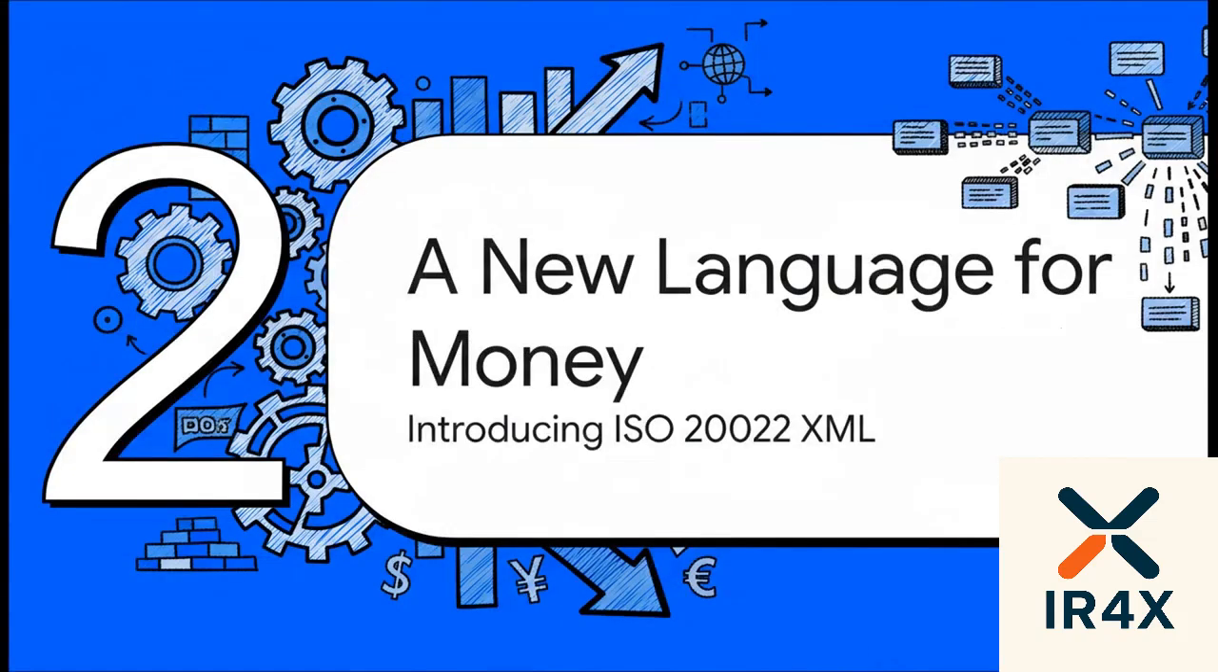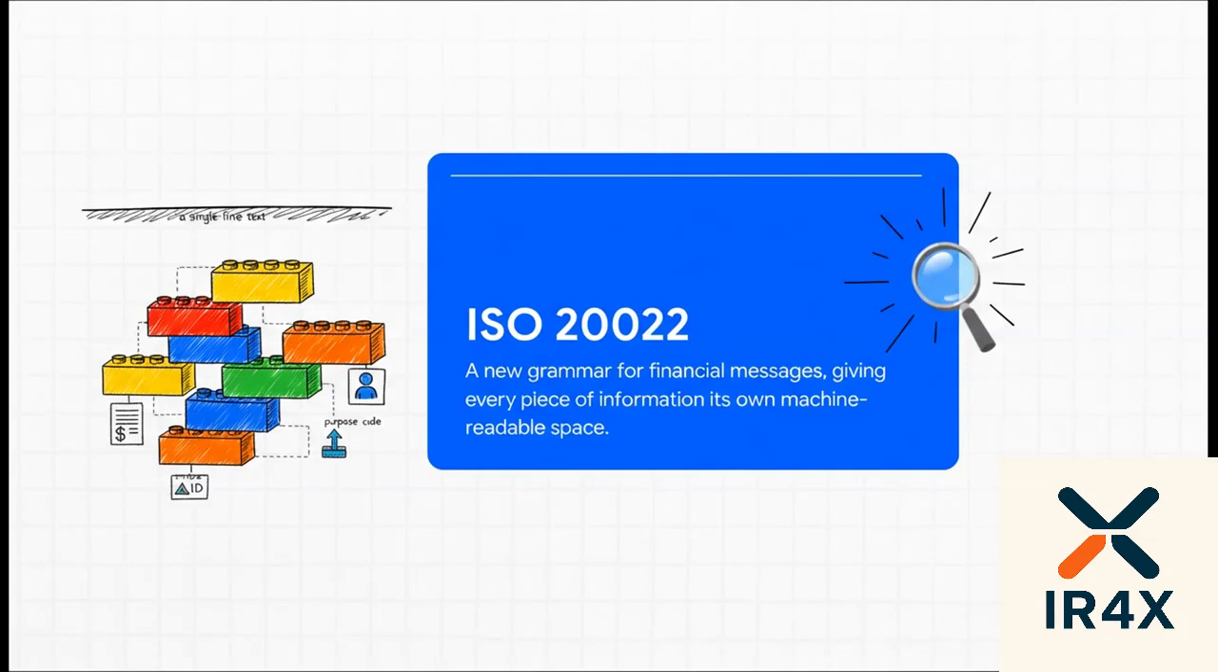But out of all that frustration, a whole new architecture was born. It's called ISO 20022 XML. And look, this is not just some small upgrade. It's a completely new language for money. Okay, and here's the really crucial part to understand. ISO 20022 isn't just about making the fields bigger. It's a whole new grammar.